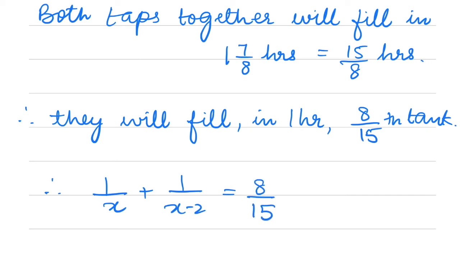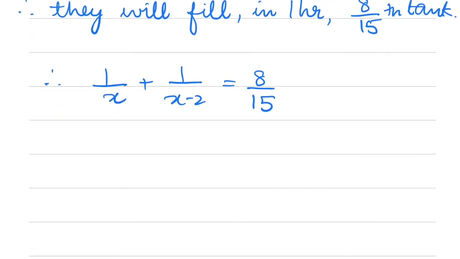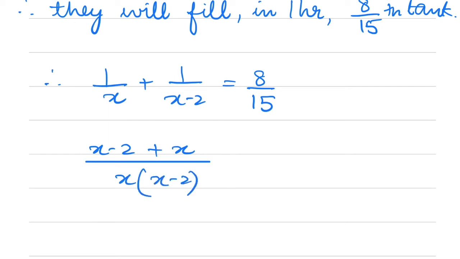Here we have the sum of amount of water filled in 1 hour by the smaller tap and the larger tap, and they are working together then. So now we have got an equation. Let's solve it. So x minus 2 plus x, and this is by x into x minus 2. We took the LCM, and 8 by 15.